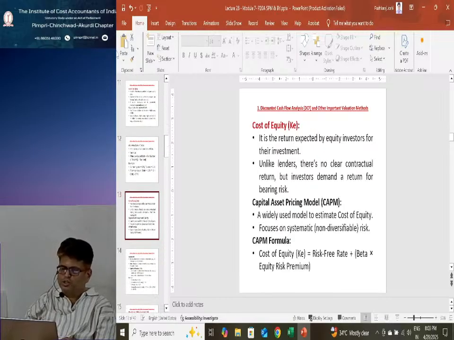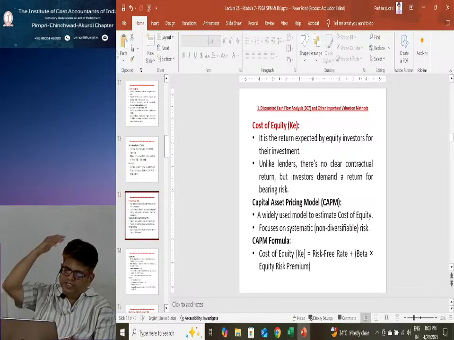Then we saw cost of equity, represented by KE. It is the return expected by equity investors for their investments. Unlike lenders, there is no clear contractual return, but investors demand a return for bearing the risk. The CAPM model is a widely used model to estimate cost of equity. It focuses on systematic, that is non-diversifiable, risk. The CAPM formula is: cost of equity is equal to risk-free rate plus beta into equity risk premium.